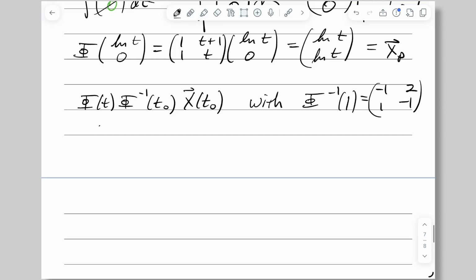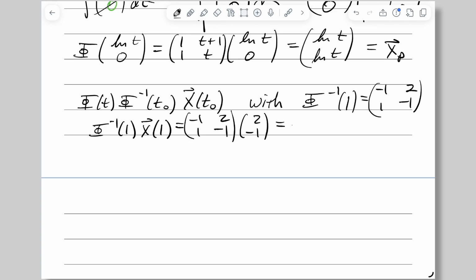So phi inverse of 1 times x of 1 is equal to negative 1, 2, 1, negative 1 times 2, negative 1, which is going to give us the column vector negative 4, 3. That is our column vector of constants. We just found them using the initial condition.